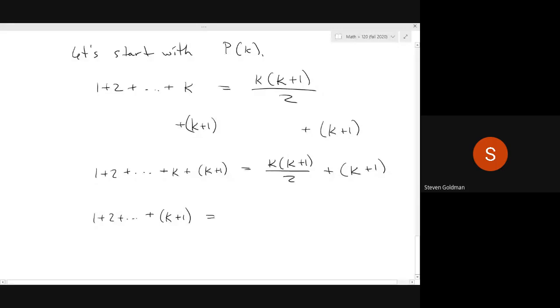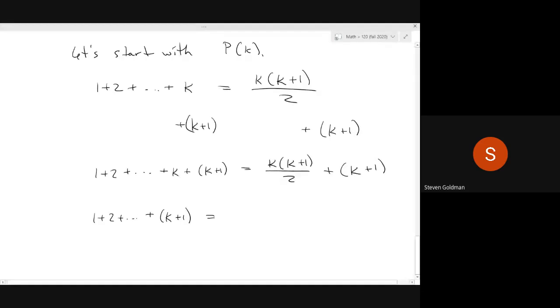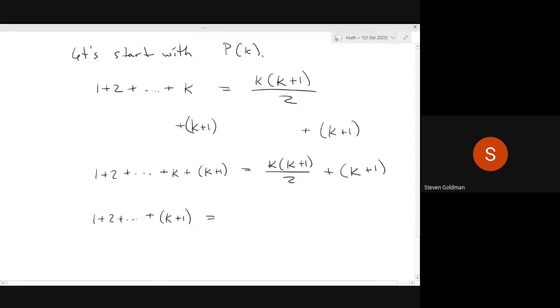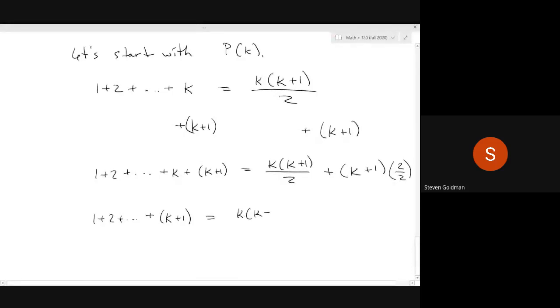Now let's look at the right-hand side for a moment. I want to add here, but I've got a fraction. To add fractions, they have to have a common what? Yep, common denominator, exactly. So I'm going to have to multiply this k plus 1 by 2 over 2, so that we'll have a common denominator, and then I can add. So I've got k times k plus 1 plus 2 times k plus 1, divided by 2.